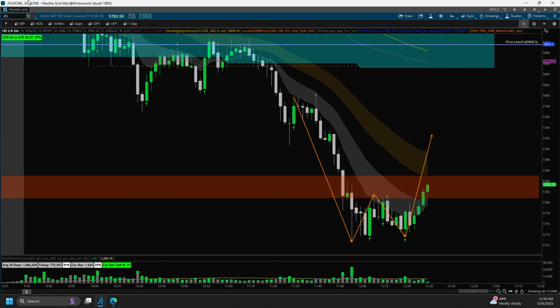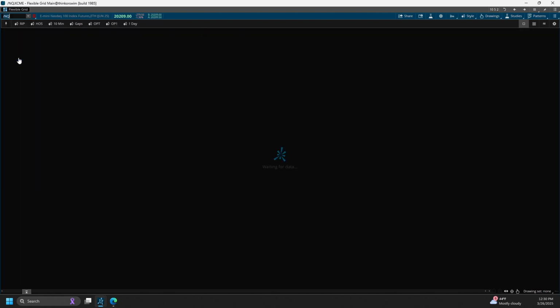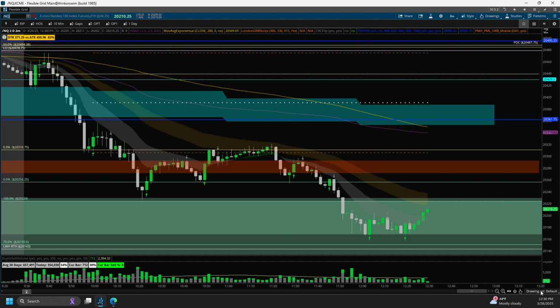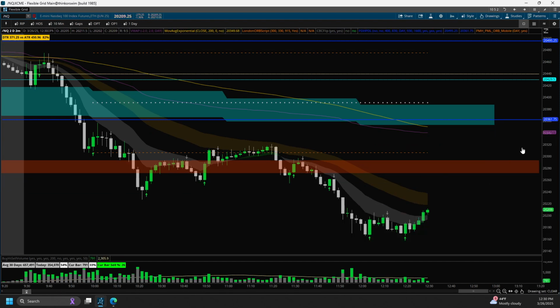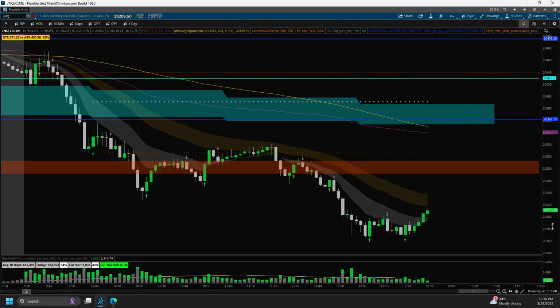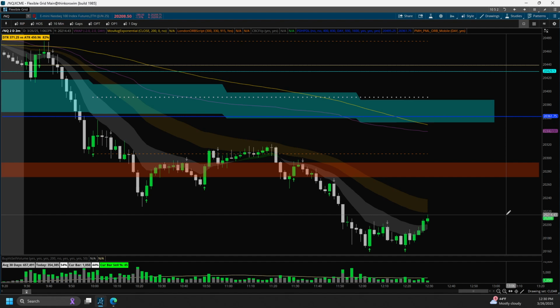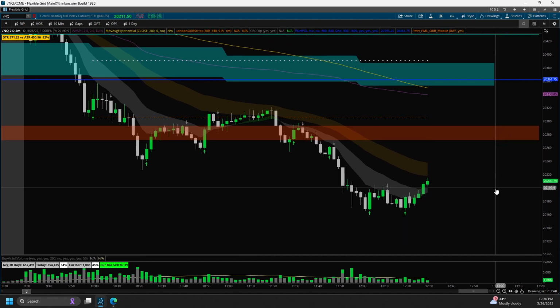NQ looks a little bit different. Well, it's in a gap to fill, but it made this move down and then it didn't make a new low. Well, I guess that's the same difference. What chart? Why is my NinjaTrader showing something different? Hold up.